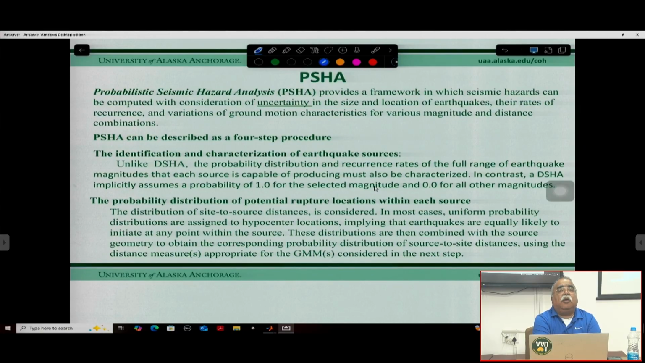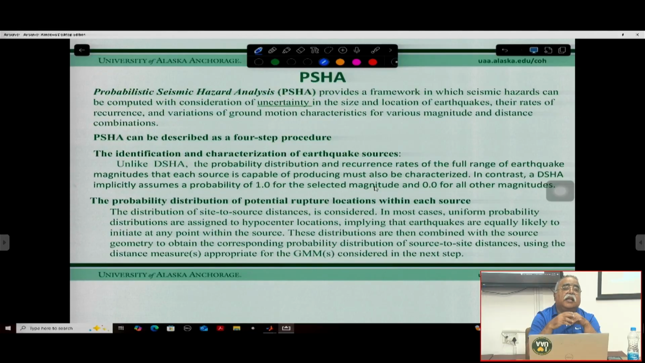It has a probabilistic point. Say suppose this is a rod, this is the fault. On this fault, it could rupture at any point, and this is the site. So this distance could be any distance, right? And this magnitude, whatever it will rupture, will be various magnitudes, or a certain range of magnitude, which is characteristic of the fault.